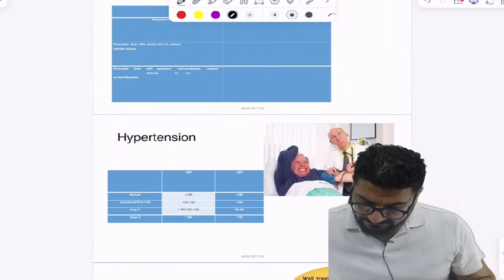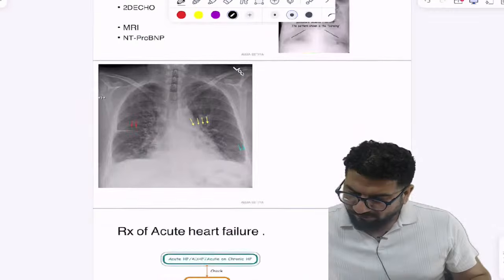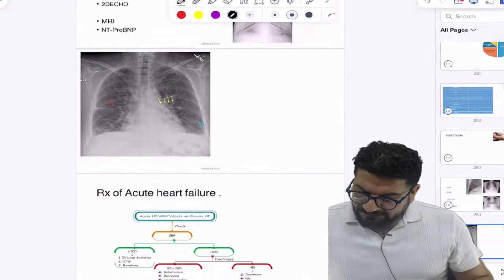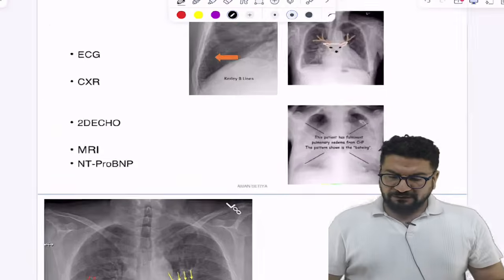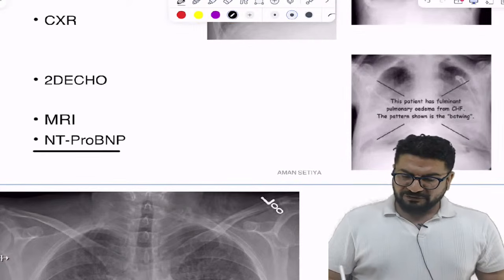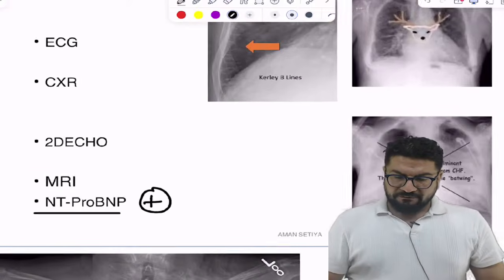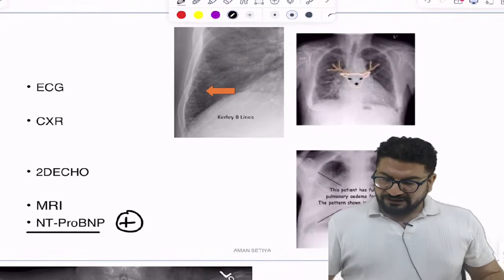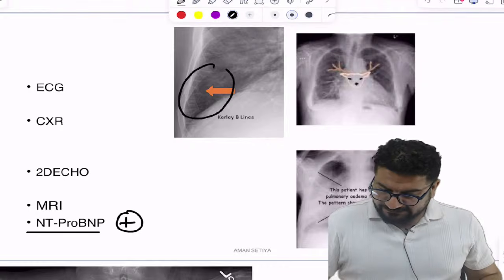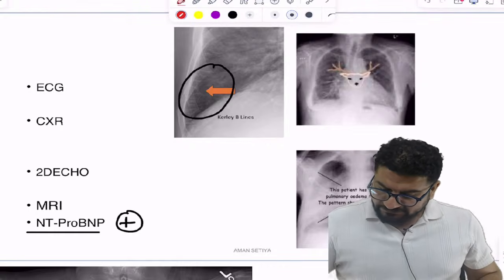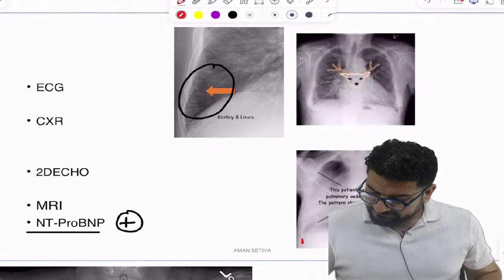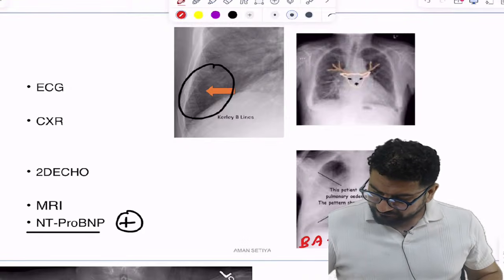Okay, now let's understand this thing. What else do they ask you in exam? They ask you a question on heart failure. How do we make a diagnosis for heart failure? Remember, NT-proBNP should be positive. And you can see these Kerley B lines in the X-ray, and you can notice there will be this bat wing pattern. We call this bat wing type of pulmonary edema.